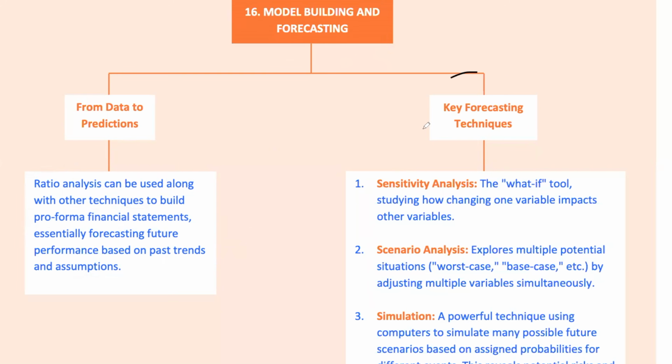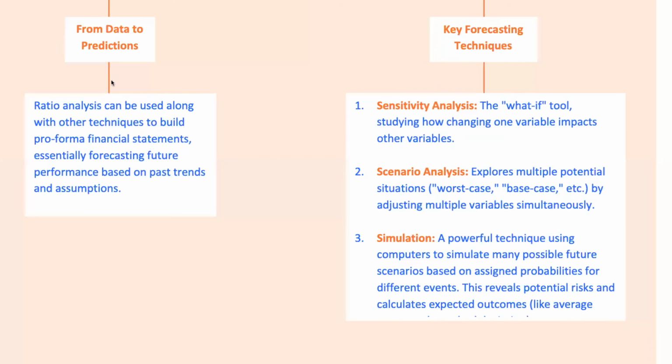There are several techniques of forecasting to keep in mind. First is sensitivity analysis, also known as what-if analysis. It shows the effects of changes in one input variable at a time and provides a range of possible outcomes. Second is scenario analysis. It examines several possible situations like worst case, base case, or best case, and provides a range of outcomes based on simultaneous changes in key financial variables.